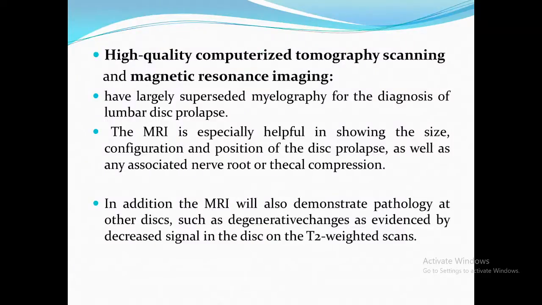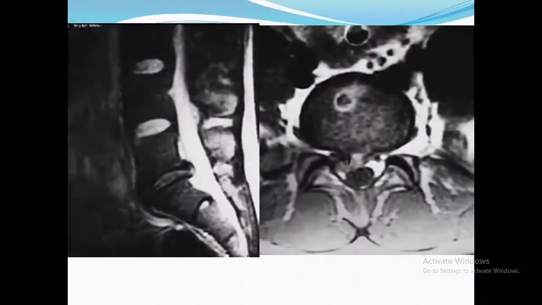MRI, or magnetic resonance imaging, is the investigation of choice in diagnosis of lumbar disc prolapse. It gives us an idea about the prolapsed disc level and nerve root compression. This slide shows MRI views of the patient with lumbar disc prolapse.